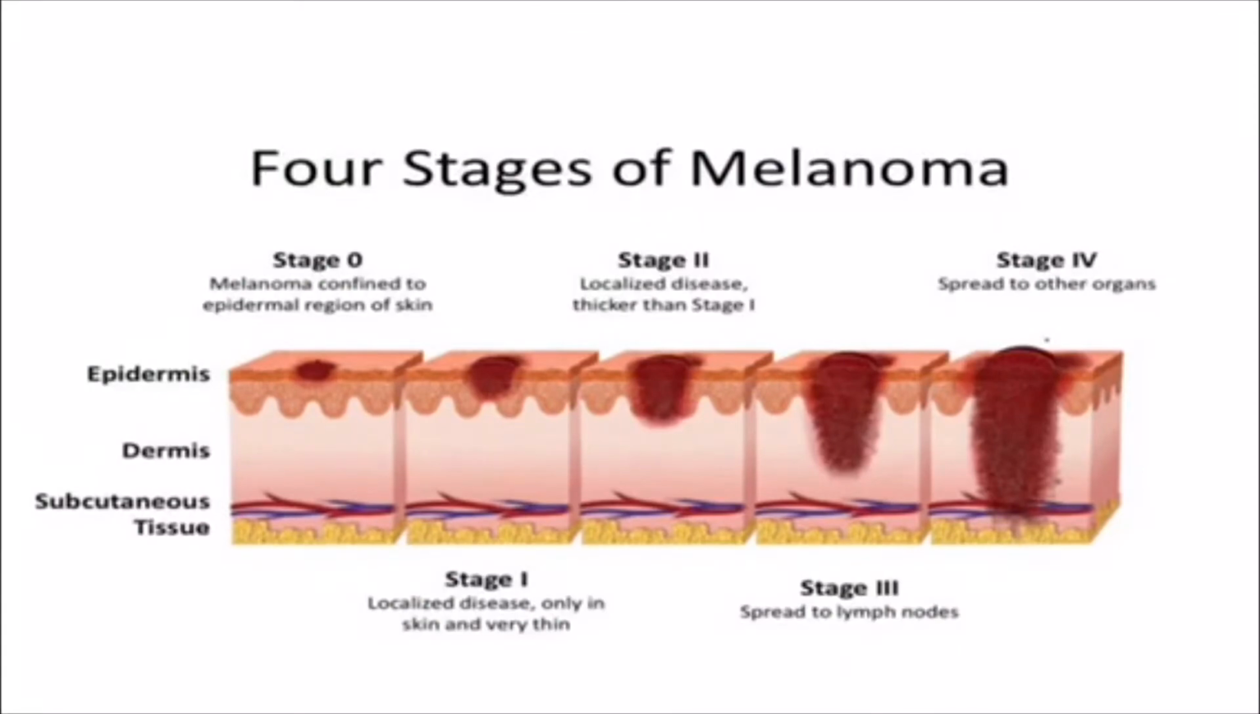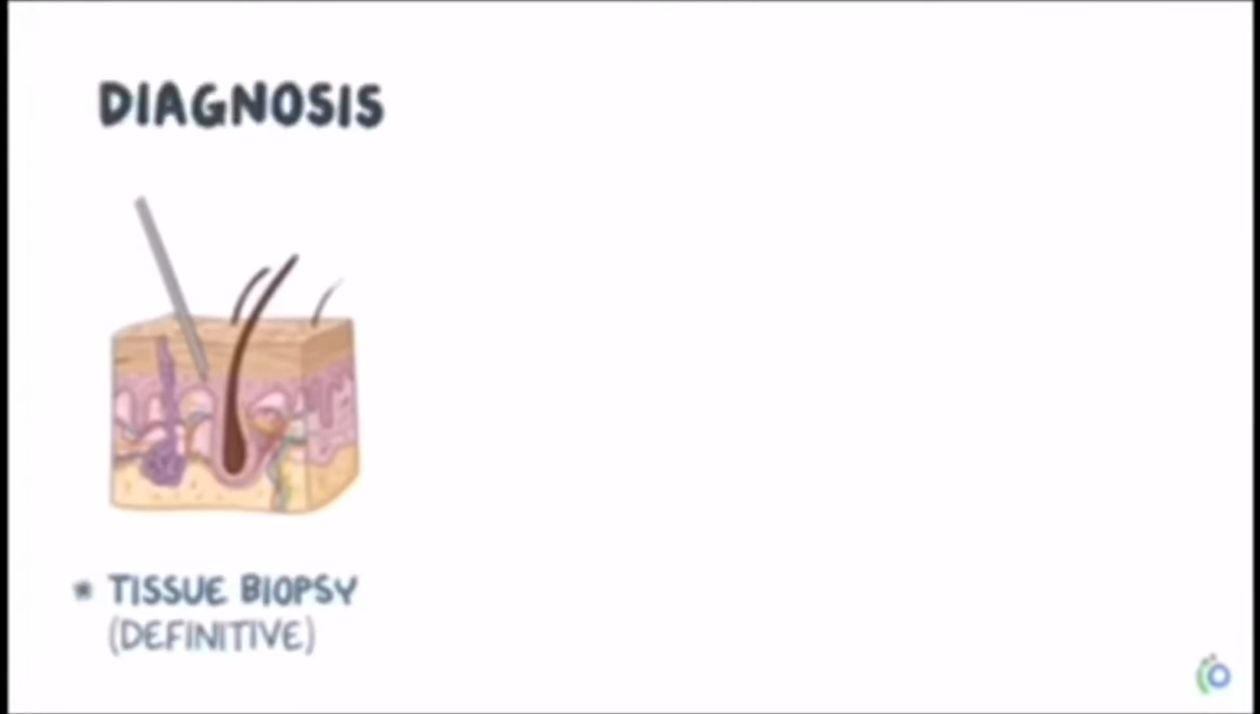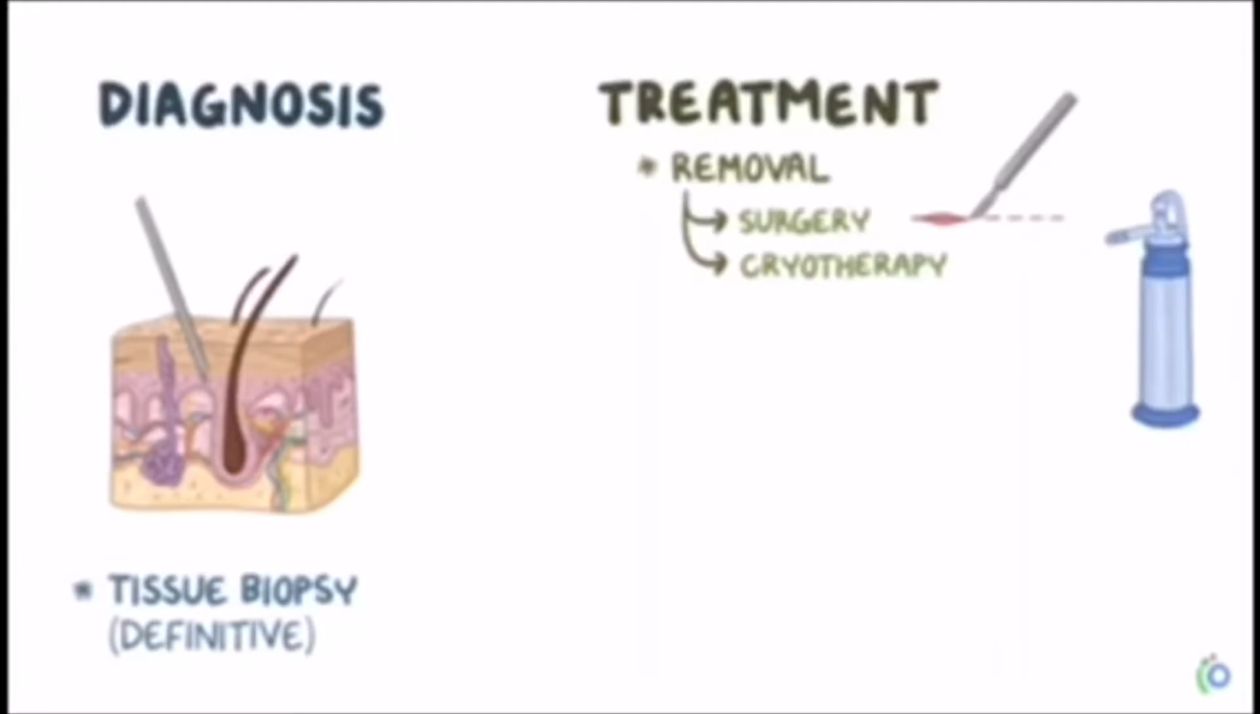There are 4 stages of melanoma. In stages 0 and 1, the melanoma has not grown deeper than the epidermis and it's usually treated through surgery. In stages 3 and 4, the cancer has reached the lymph nodes and possibly other areas of the body. Besides surgically removing the tumor, the patient would need some kind of therapy drug to reduce the risk of it coming back. Melanoma is diagnosed with a tissue biopsy, and treatment can include removal, radiation, chemotherapy, or immunotherapy.